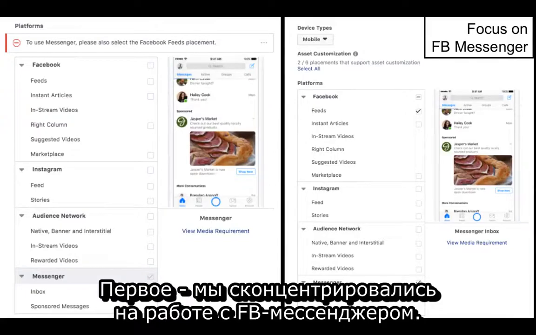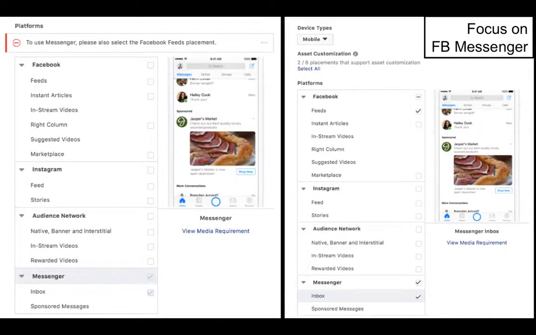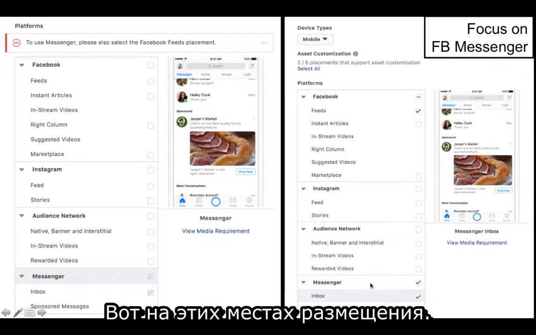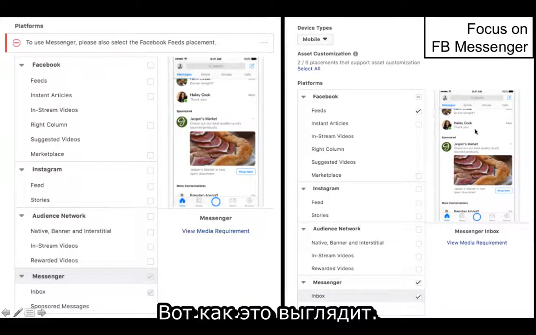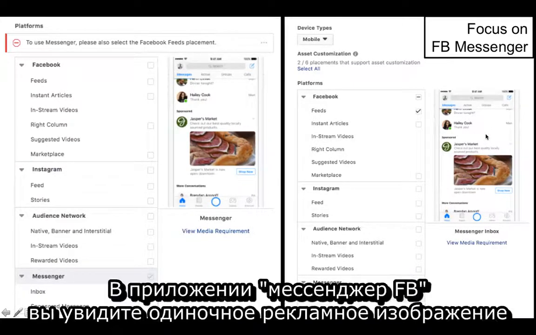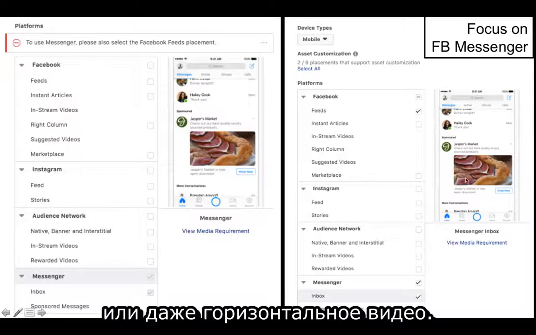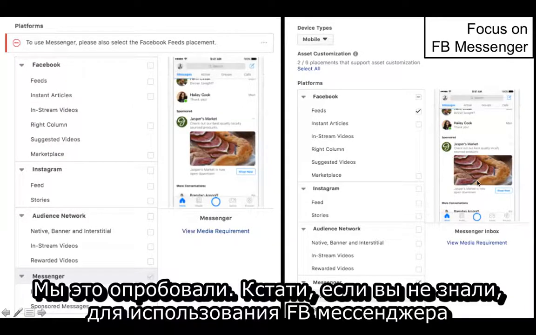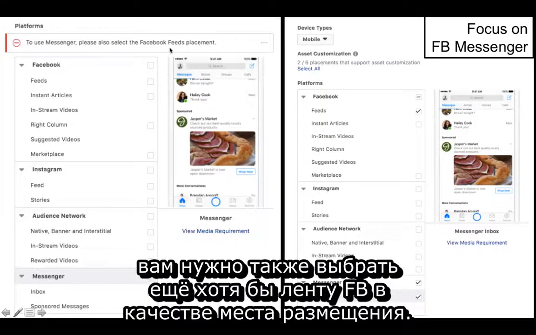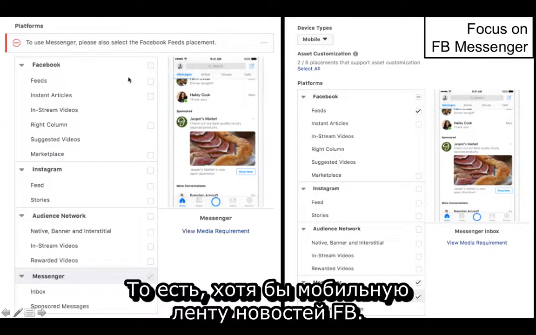On the one hand, we focused a lot on Facebook Messenger. So this placement here, down here, it looks like this. Within the Facebook Messenger app, you will get a sponsored single image or even a horizontal video. This is something that we used, but of course, as you very well know, to use the Messenger, you also have to select at least the Facebook feeds placement, so at least the Facebook mobile news feed, and that's what we did.